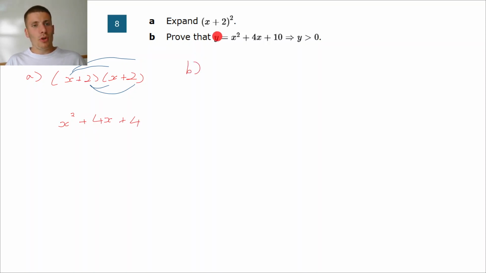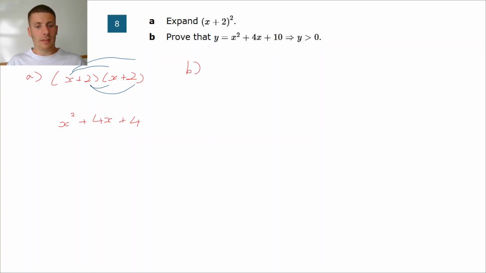Part B is saying that if we've got y equals x squared plus 4x plus 10, which is different to this but kind of similar, that implies that y is bigger than 0. What I recommend you do here is use completed square form, because this here is actually in completed square form, and that's the hint to put this bit in here into completed square form, and you'll see why that's useful now.